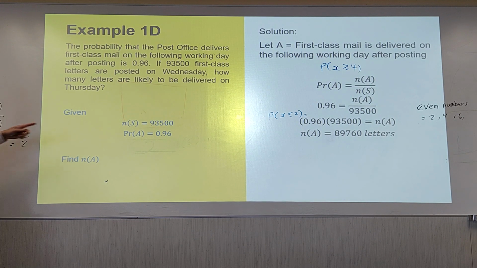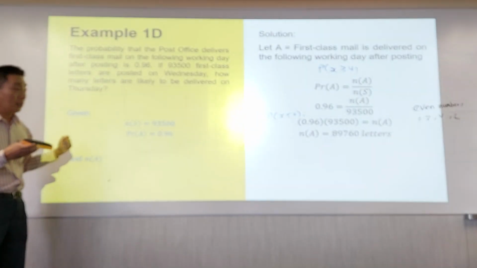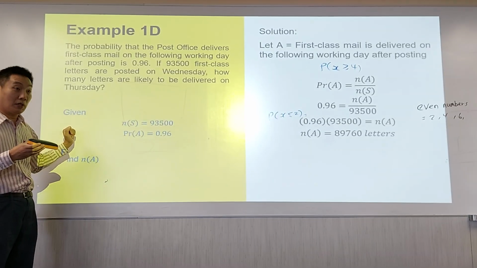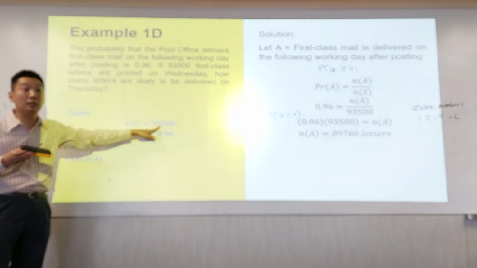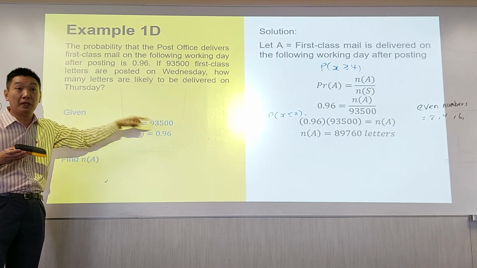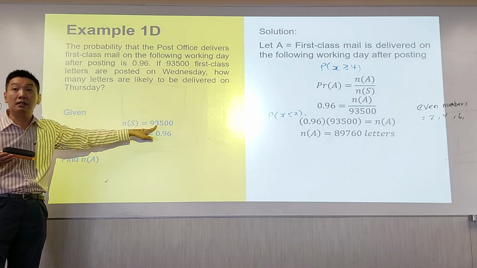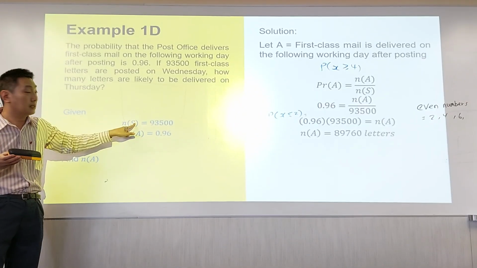So for this question here, we can just make our equation. We can say that NS for this question is 93,500. The total observed sample for this question is 93,500 letters, NS.